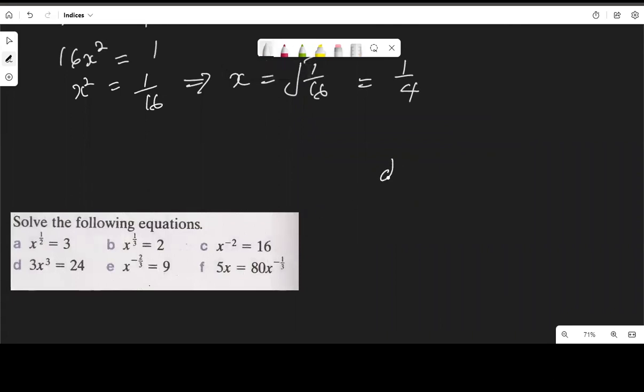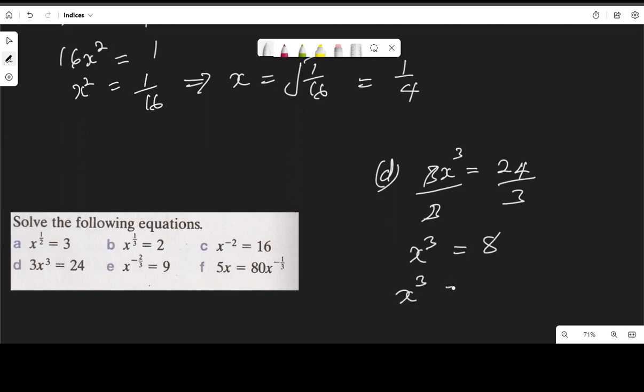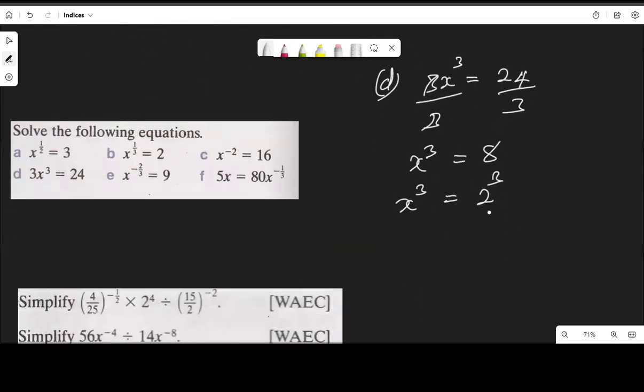And question D, we have 3s to the power of 3 equal to 24. Let's divide both sides by 3. s to the power of 3 equal to 8. Expressing 8 in index form, 8 is the same thing as 2 to the power of 3. Now these are exponential equations, and when the bases are the same, we equate the powers. On the other hand, if the powers are the same, like in this case, we equate the bases. So we have the power of 3 on both sides. That means s is equal to 2.